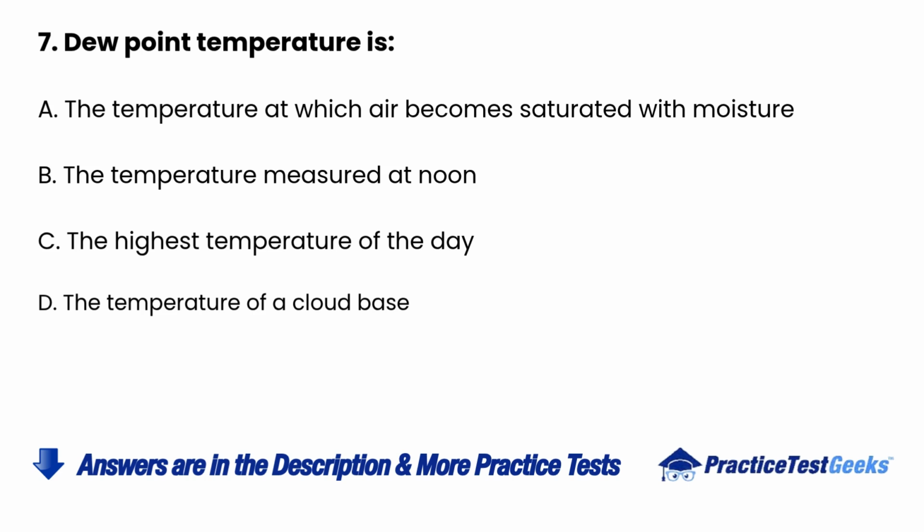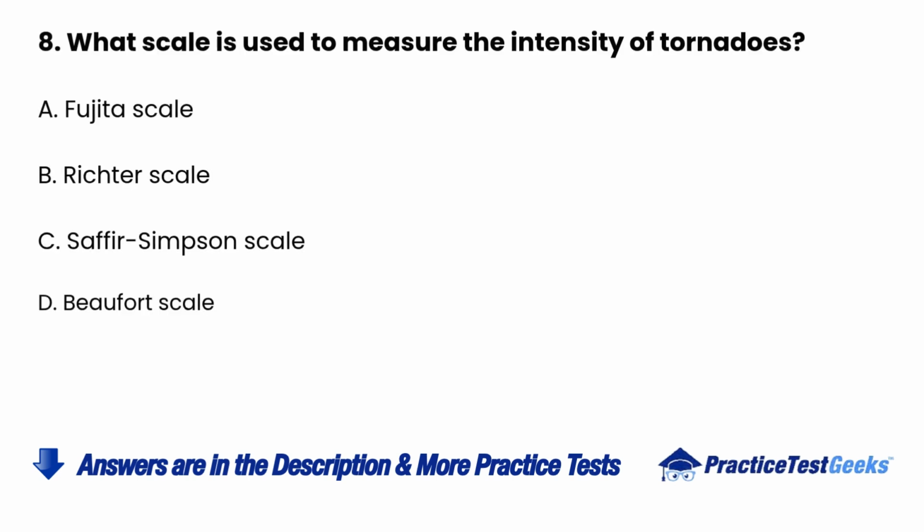The temperature at which air becomes saturated with moisture. B. The temperature measured at noon. C. The highest temperature of the day. D. The temperature of a cloud base. 8. What scale is used to measure the intensity of tornadoes?